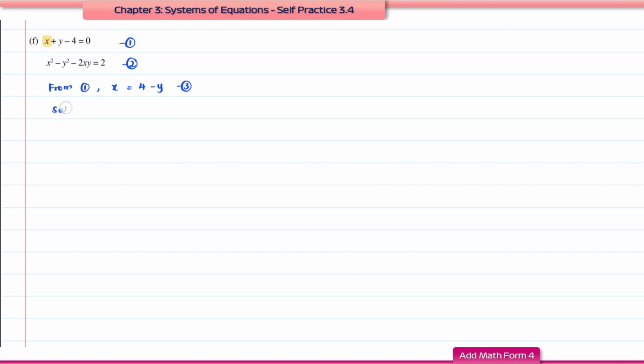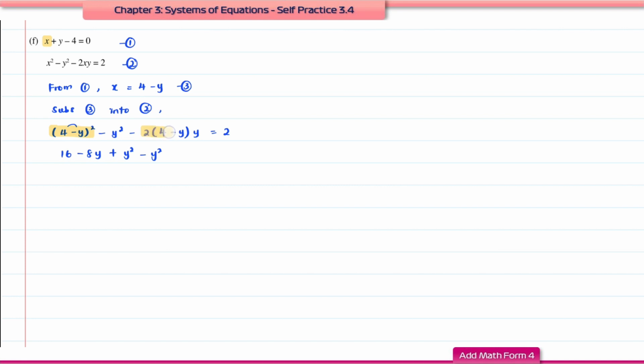So this is equation number 3, which later on we're going to substitute into equation number 2. So everything with the x, you just replace it with 4 minus y. So here it will be a square. So for this part, I'm just going to expand it. So 4 squared is 16. So when 4 multiplies negative y, you will get negative 4y, double it, negative 8y. And then plus y squared.